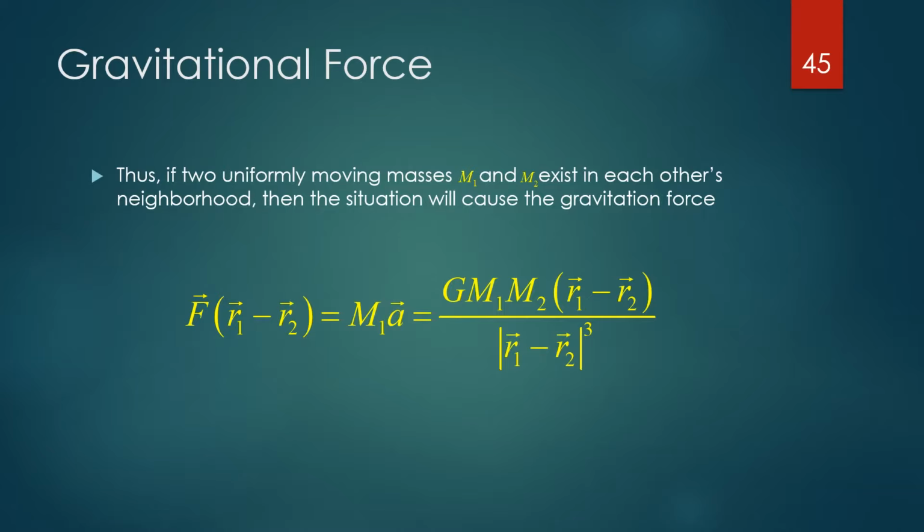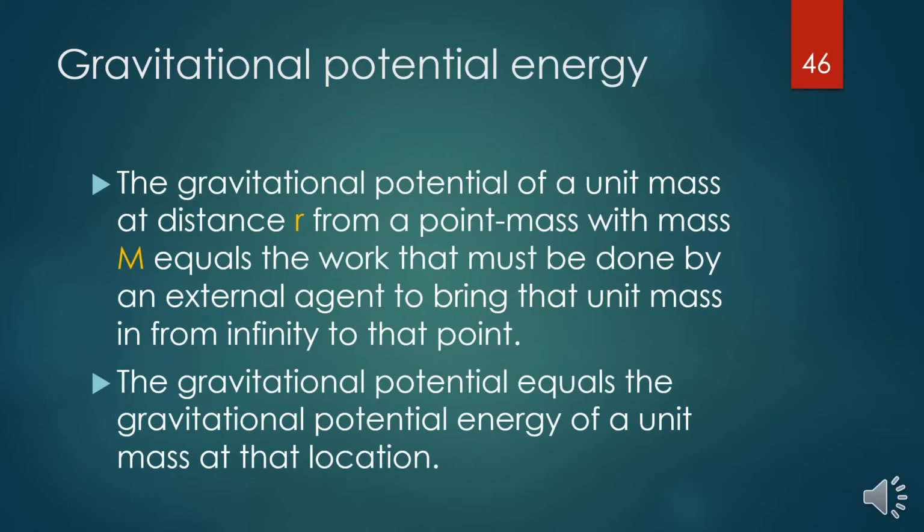Inertia is used to compute the acceleration of a massive object in the neighborhood of another massive object. If two uniformly moving masses m1 and m2 exist in each other's neighborhood, then the gravitation force is shown by the formula. The gravitational potential of a unit mass at distance r from a point mass with mass m equals the work that must be done by an external agent to bring that unit mass in from infinity to that point. The gravitational potential equals the gravitational potential energy of a unit mass at that location.